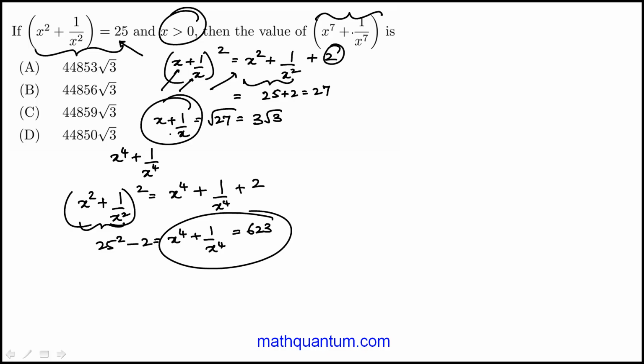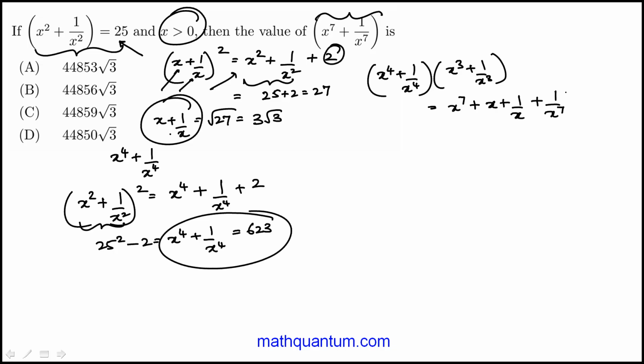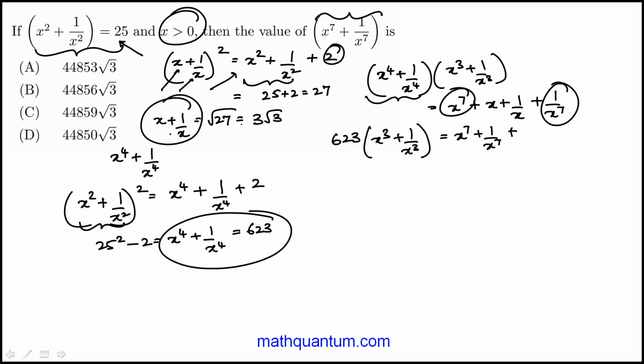Now the question is, how do we get to x to the 7 plus 1 over x to the 7? And the key insight is that if you were to multiply these with x cubed plus 1 over x cubed, you will see you will get x to the 7 plus x plus 1 over x plus 1 over x to the 7th. And this is the part we need. This we have already computed. So next we have to figure out what x cubed plus 1 over x cubed is. And this is the piece that we need. And then I already figured out x plus 1 over x, which is 3 root 3. So that's the next one.